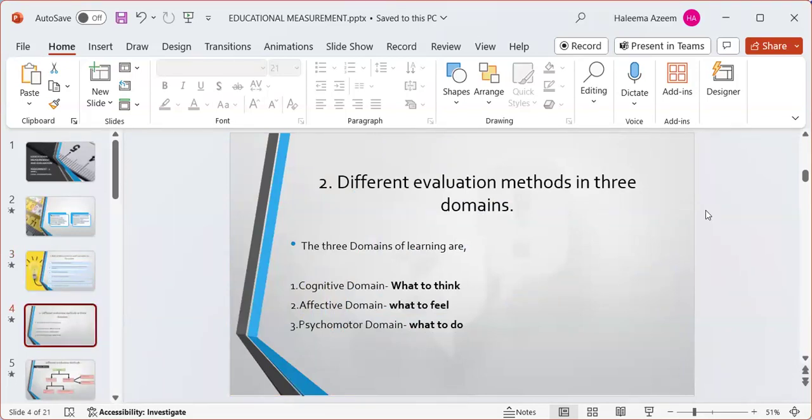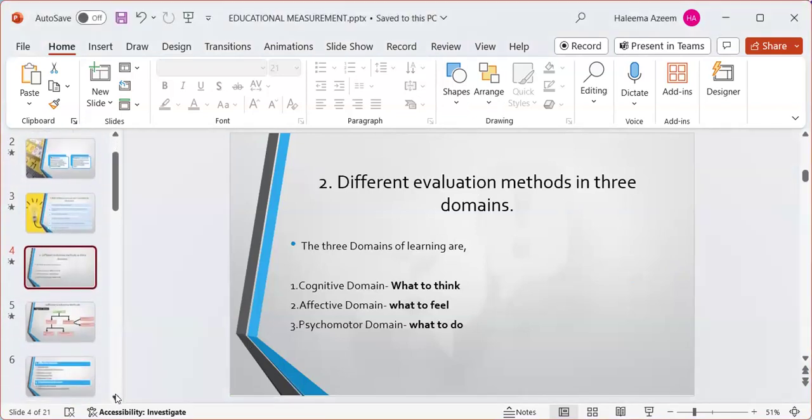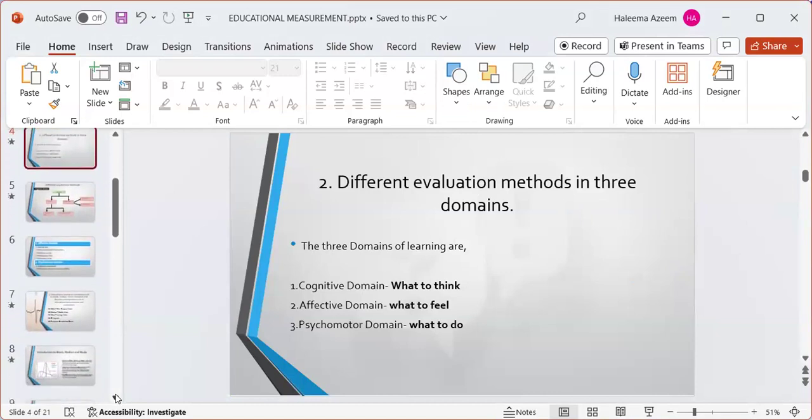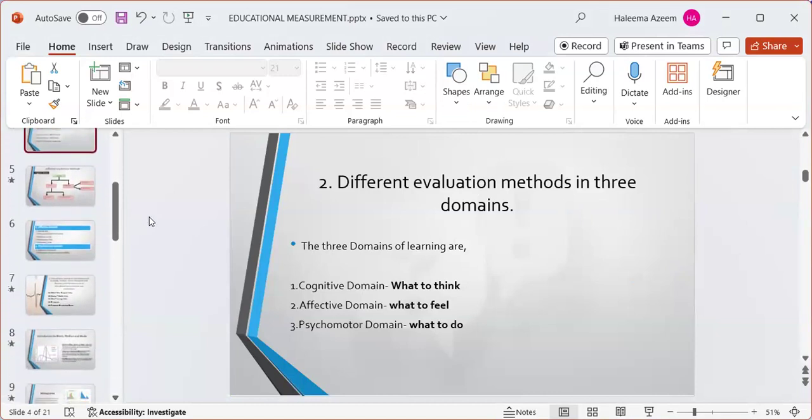My topic is different evaluation methods in 3 domains. According to Bloom's classification, there are 3 domains of learning: cognitive domain, affective domain, and psychomotor domain. Cognitive domain represents thoughts or what to think. Affective domain represents emotions or what to feel. Psychomotor domain represents behavior or what to do. Please, next slide.